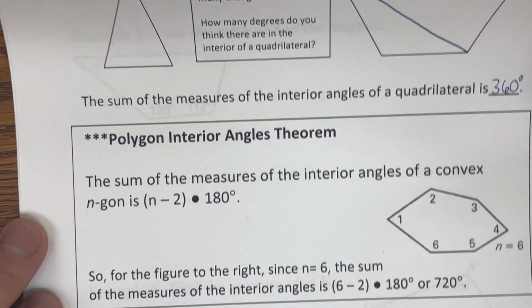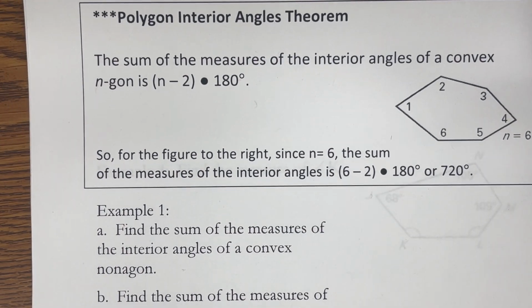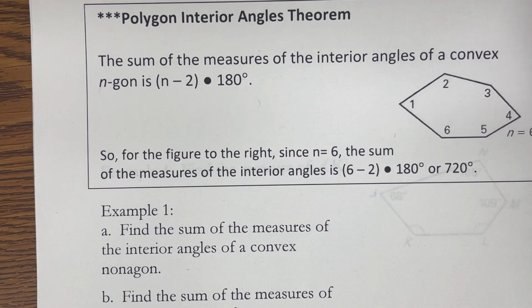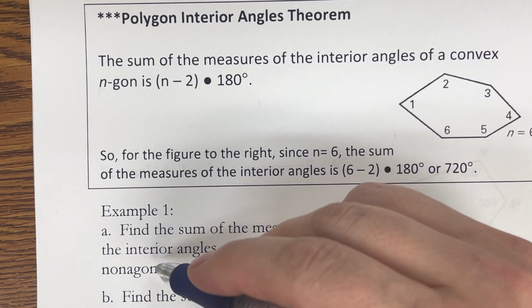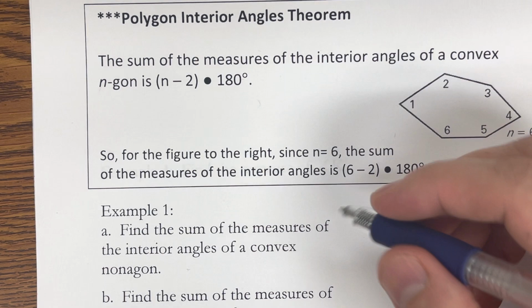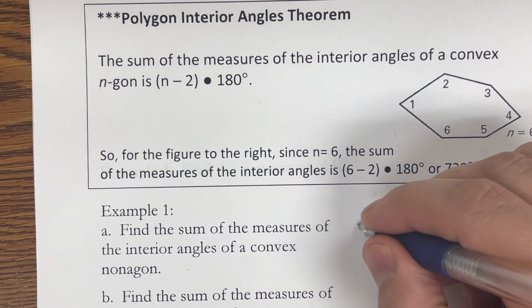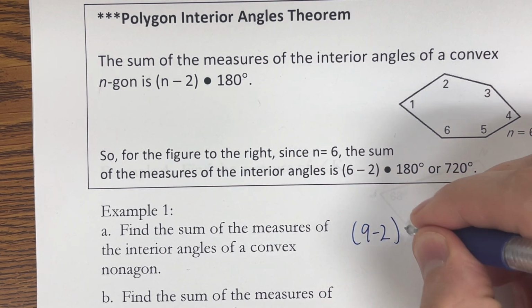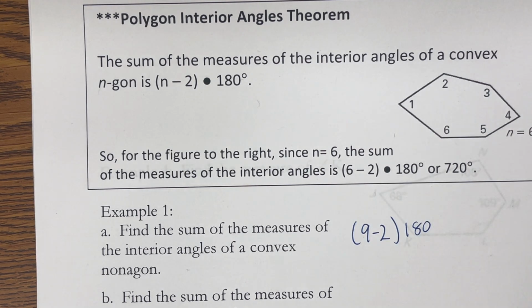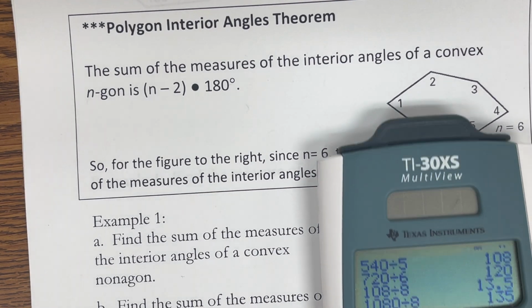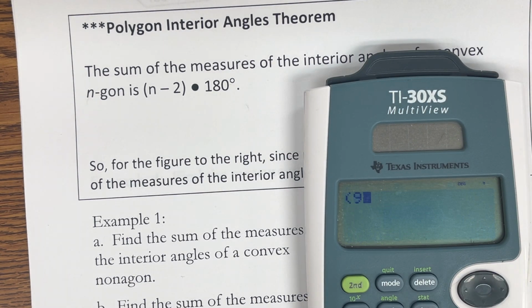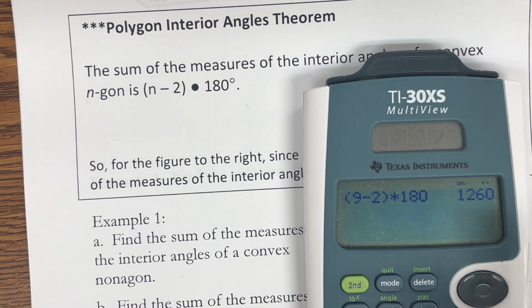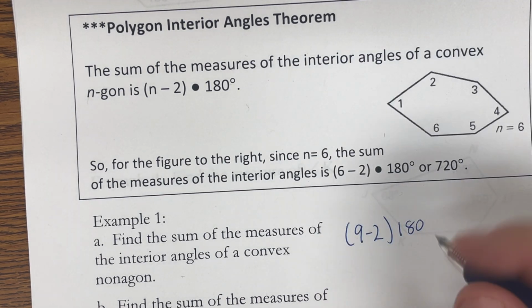So we're going to hop into doing some example problems here. The first one says, find the sum of the measures of the interior angles of a convex nonagon. So a nonagon has 9 sides. I don't remember that one, so I'm going to use the formula, 9 minus 2 times 180 degrees, and then we'll get our solution. Make sure when you type that in, like I said a little bit earlier, use the parentheses. So we need to do 9 minus 2 in parentheses times 180, and we get 1260 for a nonagon.